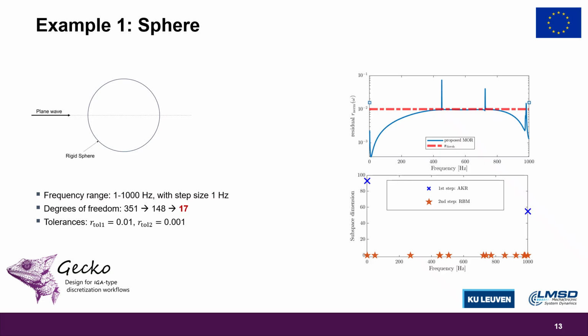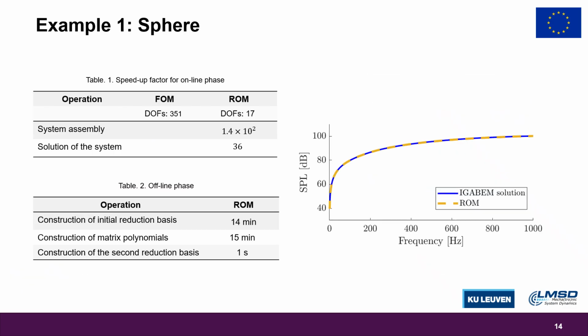As we can see in the residual plot, the residuals are below the residual tolerance, except at 3 specific frequencies, which are the resonance frequencies. At these points, since they are not sampled, the residual exceeds the limit. But as we compare the full order model with the reduced order model, there's actually no visible difference between FOM and ROM.